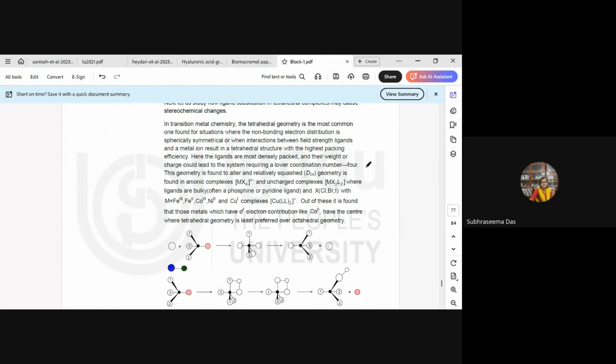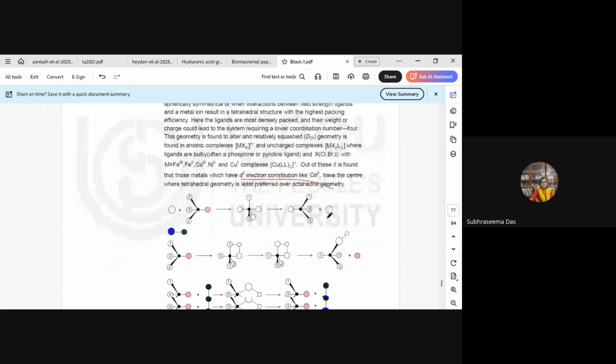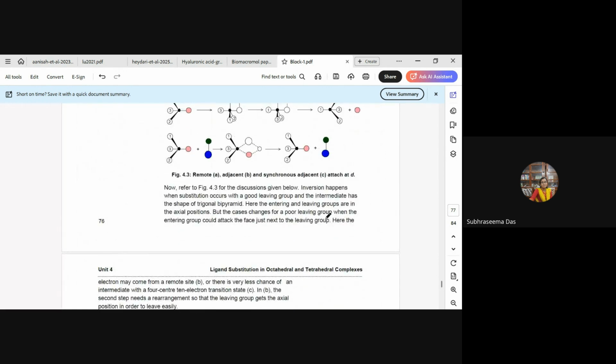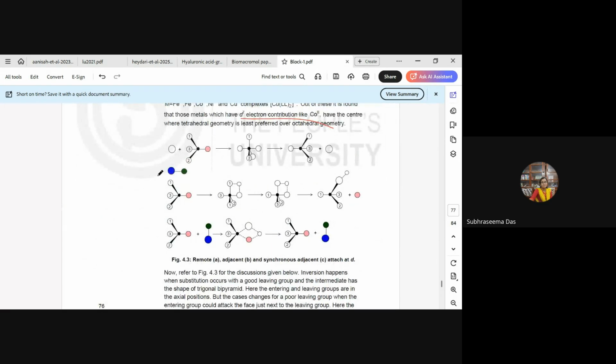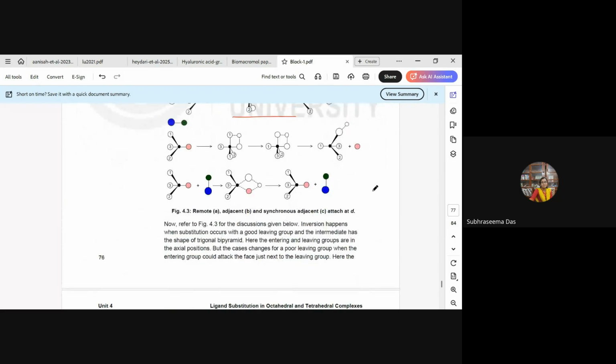Particularly in a tetrahedral complex, the ligands are packed very tightly. So this geometry is found to be altered and squashed. The D2 geometry is found particularly in anionic complexes and uncharged complexes. Out of this, it has been found that d7 electron centers have tetrahedral geometry least preferred. So when we look into figure 4.3, in the first case we see there is an inversion of configuration.